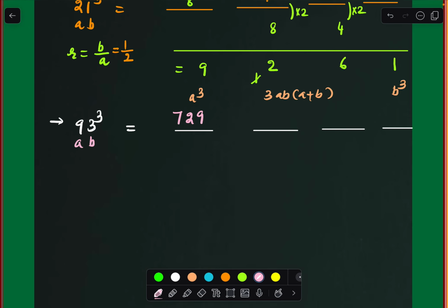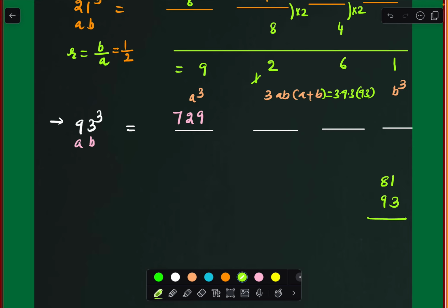And here 3AB into A plus B value. 3AB is how much here? 3AB value. So 3 into 9 into 3, into A plus B value which is 93 here, right? So 3 into 9 is 27, 27 into 3 is 81, and 81 into 93 we have to multiply, right? So multiply them directly. What will you get here?